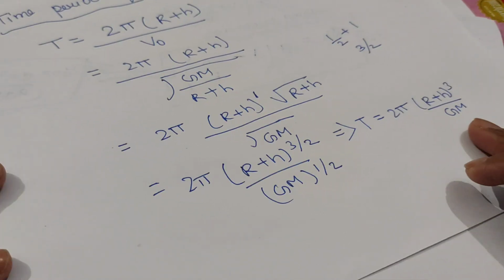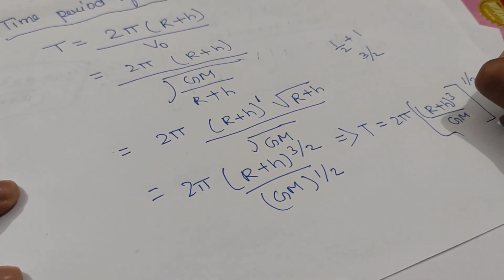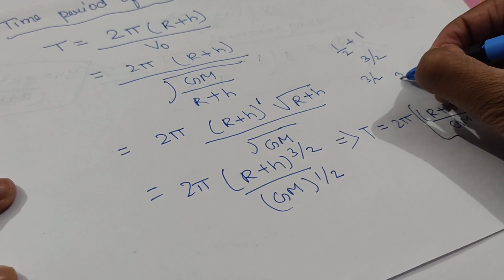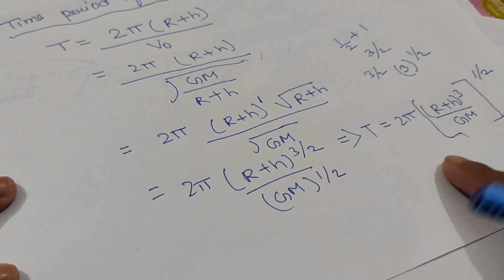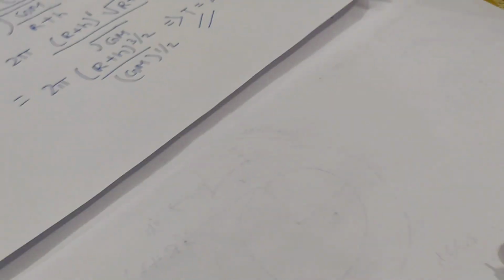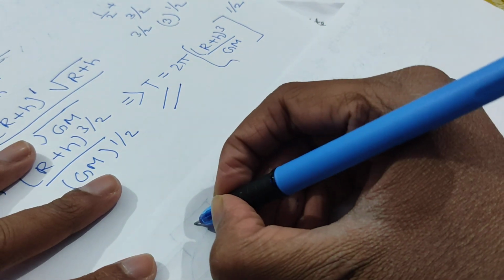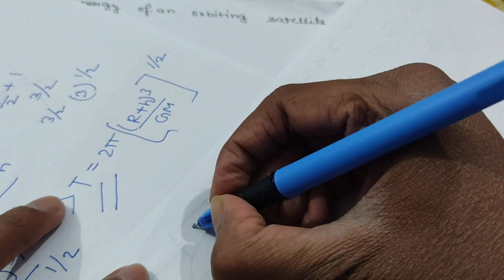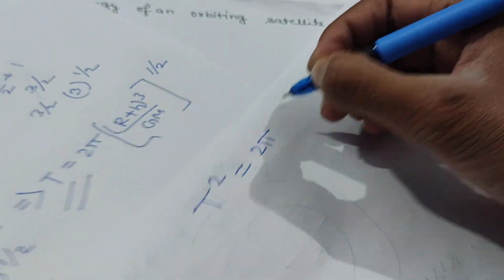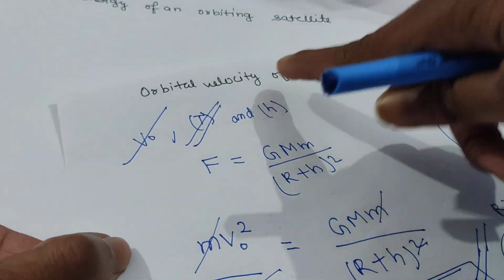Because it is the 3 by 2 power, we can take it as a whole under root. Now squaring both sides, because we have to find the height. Here we found the time period, now we are finding the height.